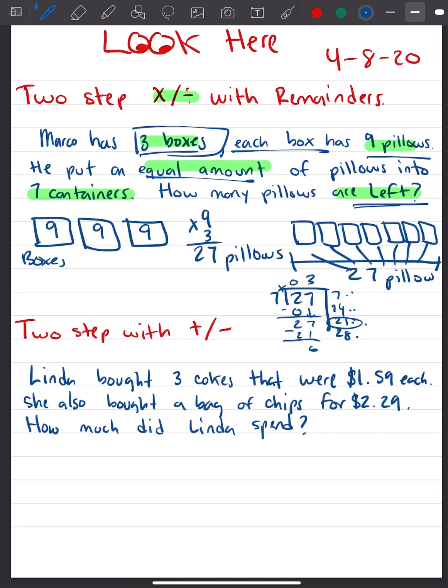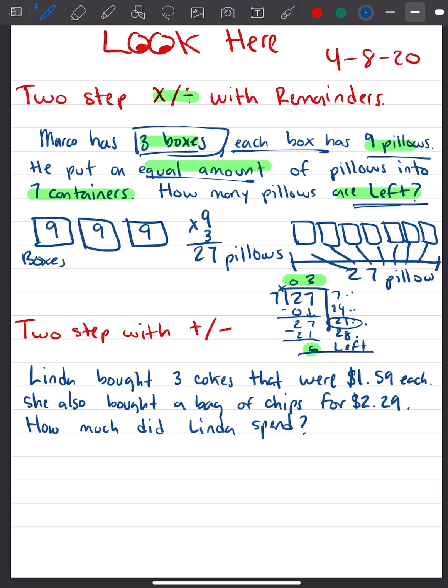Now, this is normally your answer up here, but they're not asking for how many equal groups you made. They're asking how many pillows are left. This down here, guys, is how many pillows are left. Okay? So when you talk about the remainder, when you talk about what's left, that's the answer that they want. You're going to have a problem like that in your independent work.